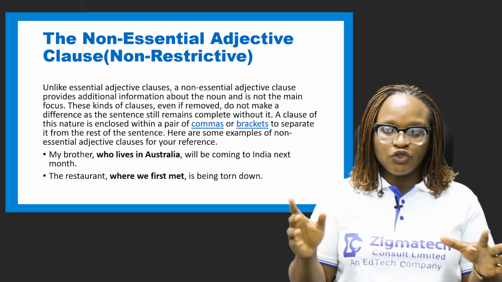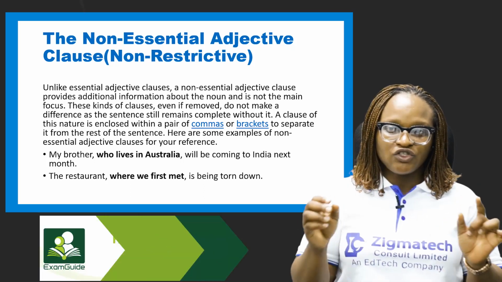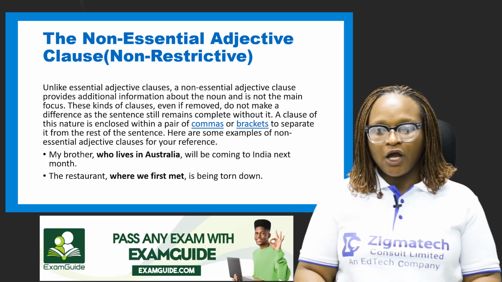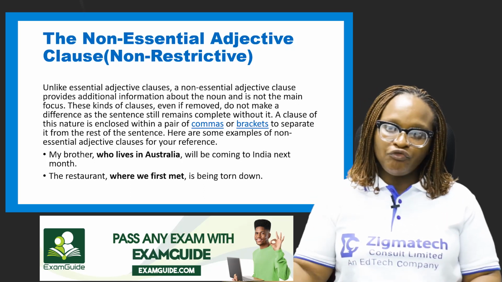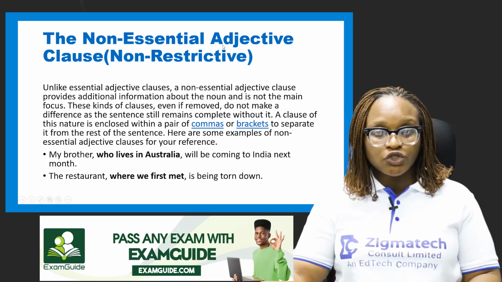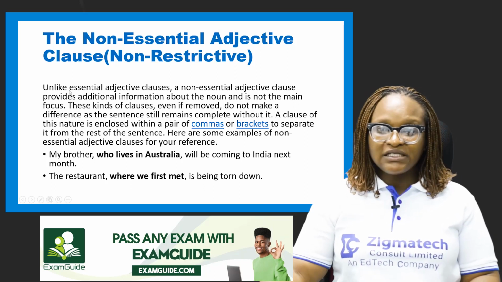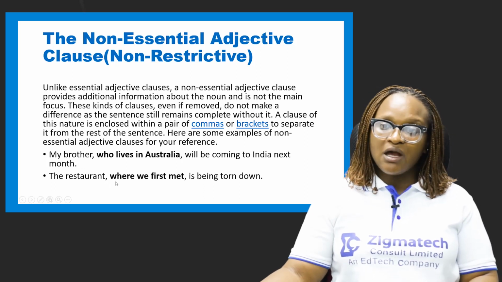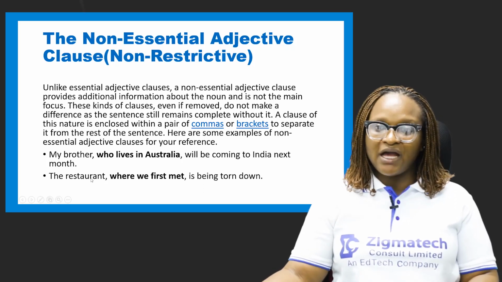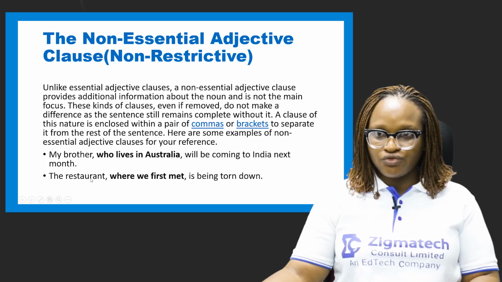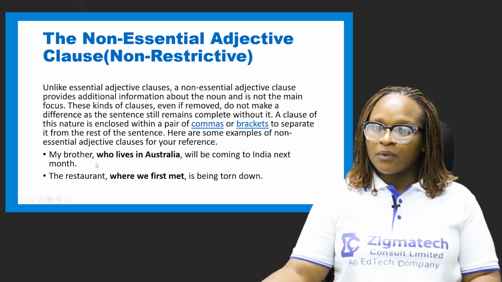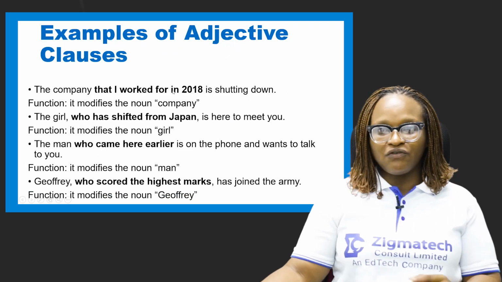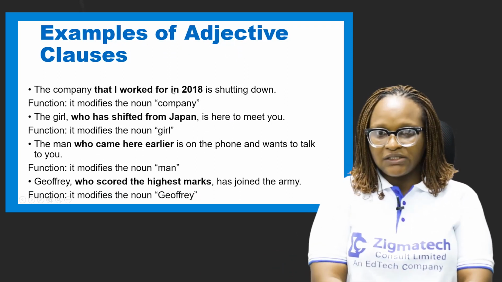So the presence of the two commas does not restrict the information from being passed across. Here in non-restrictive, it still does the same function. It modifies the noun brother for the first sentence, and the second sentence it modifies the noun restaurant. So that is it. Now let's look at examples of adjective clauses.